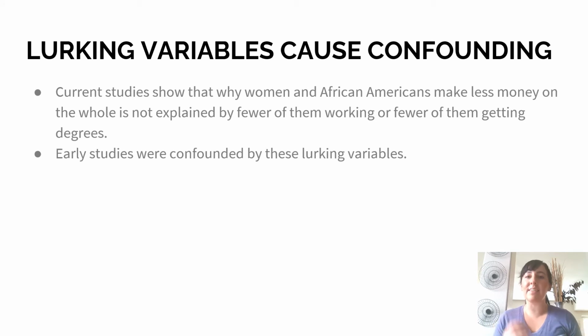It might be something that isn't necessarily causing something, but it just sort of goes hand in hand. It's just associated with that, but it's not a direct cause and effect. It doesn't have a cause and effect type of relationship. For example, studies show that while women and African Americans might make less money overall, it's not caused by fewer of them working or fewer of them having degrees, okay? It's just kind of going hand in hand, all right?